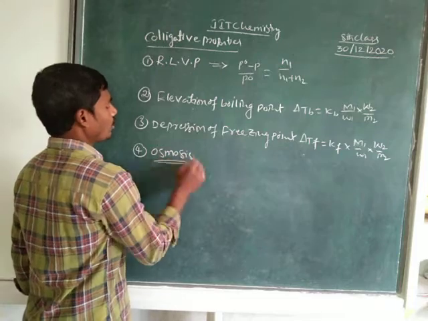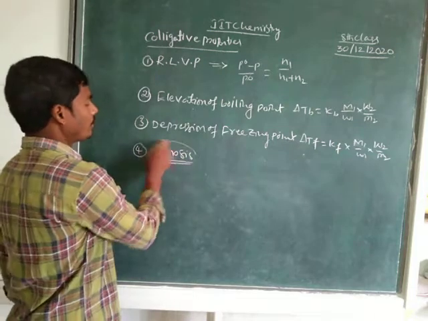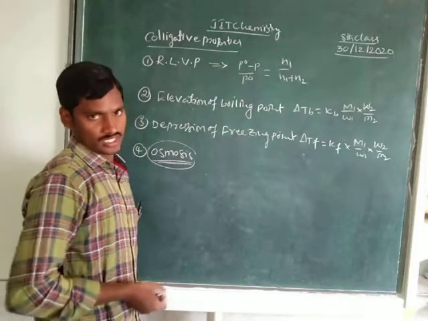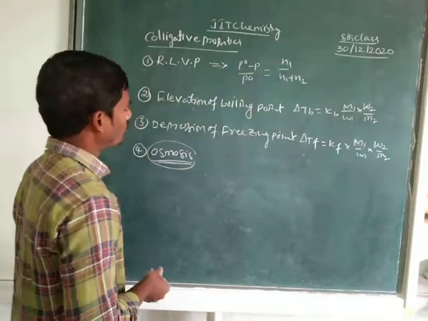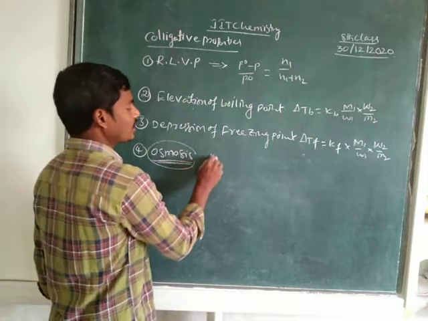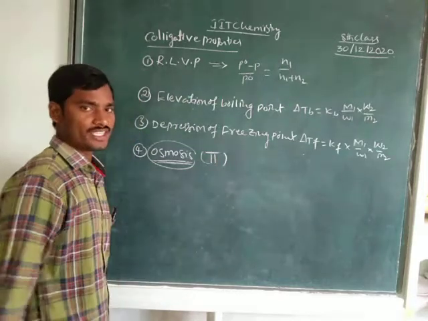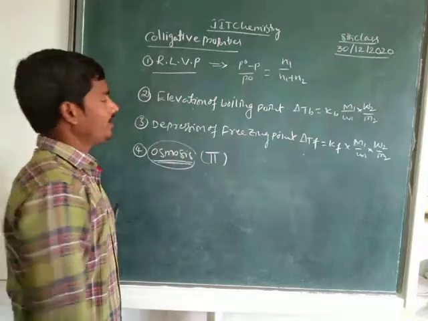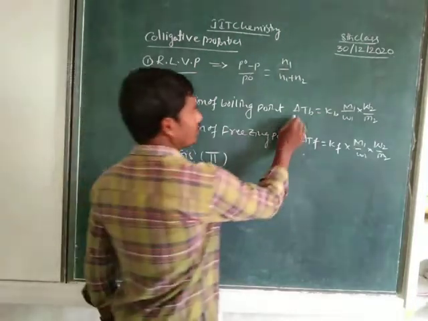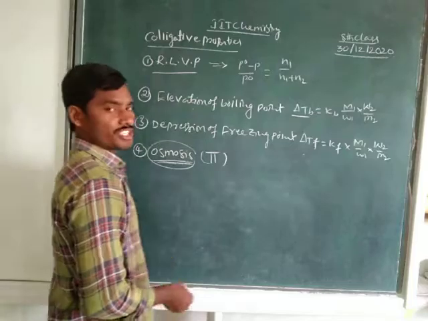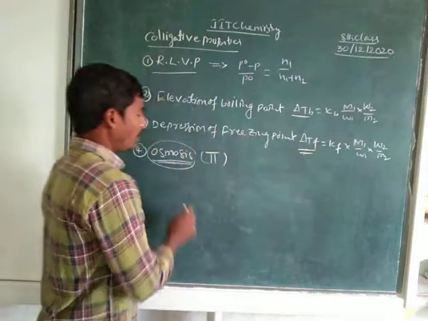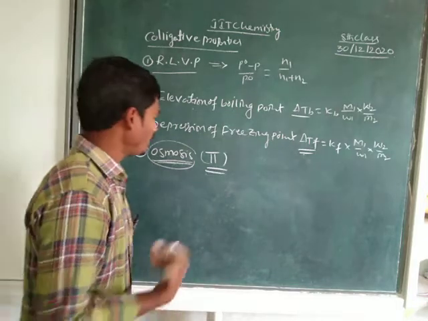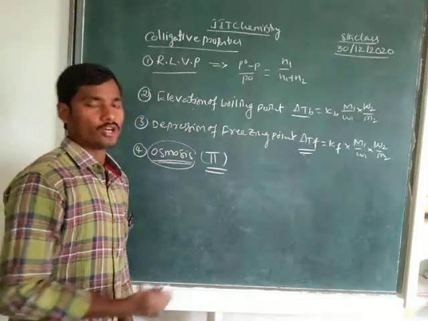Osmosis. What is meant by osmosis? What points will we discuss in osmosis? The fourth qualitative property, osmosis, is represented as pi. Relative lowering of vapor pressure is represented as RLVP, elevation of boiling point with delta TB, depression of freezing point with delta TF, and osmosis with pi. Right children? Now we are going to discuss what is meant by osmosis.